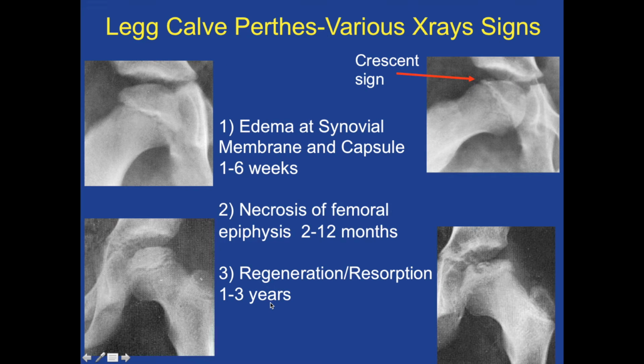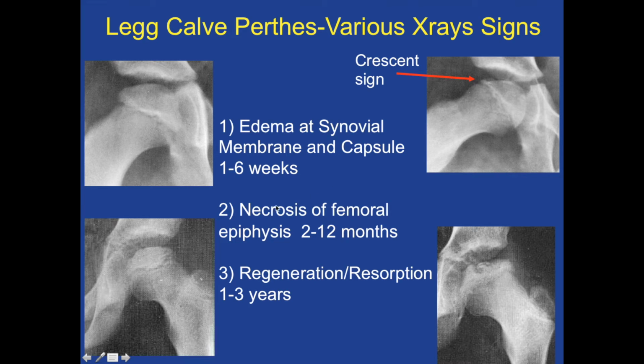And so the way to diagnose this is, you can do it with plain films, but most likely you're probably going to get a bone scan. If you do get plain films, it's important to note there are stages. The first stage is edema, and you can see some swelling at the articular cartilage here, lifting up the synovial membrane and capsule. That's swelling, so that's stage 1.